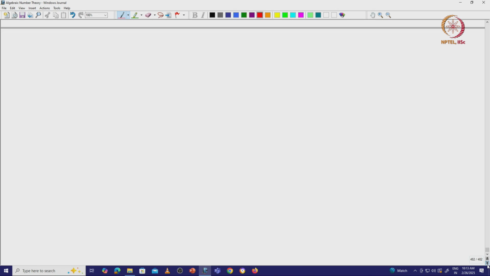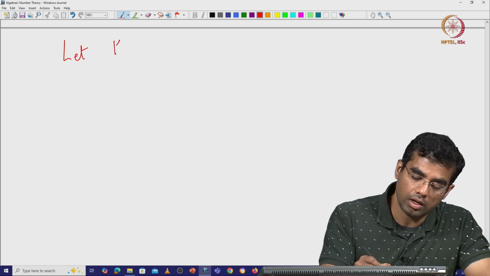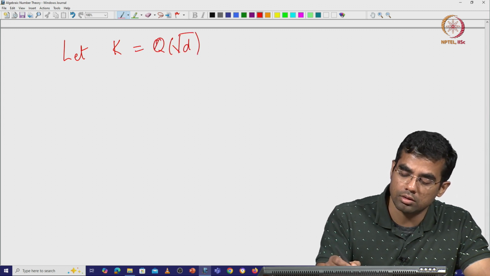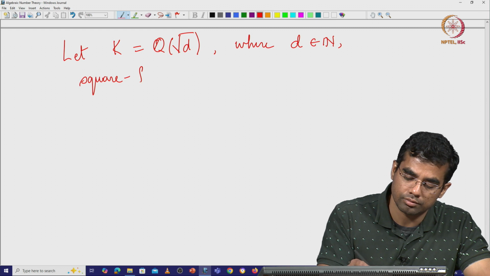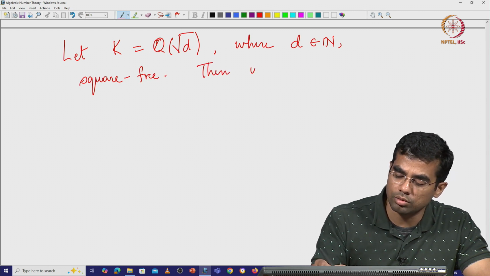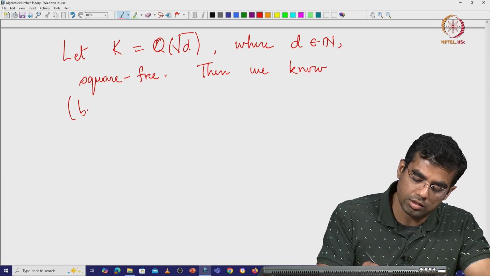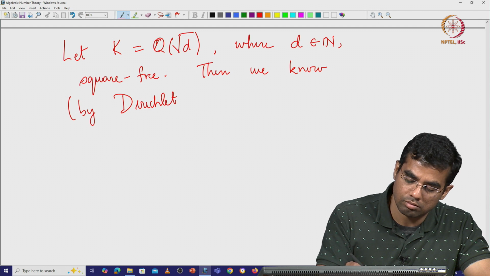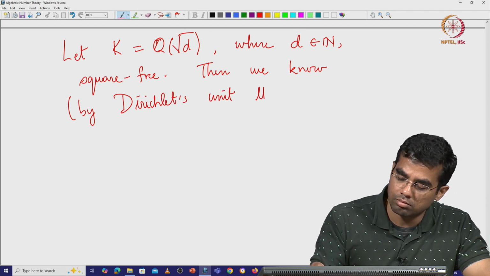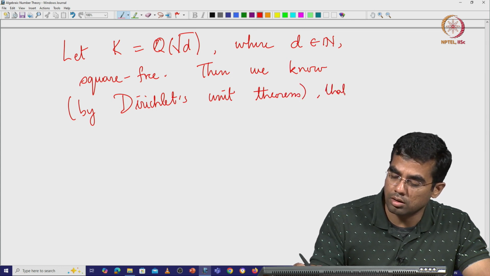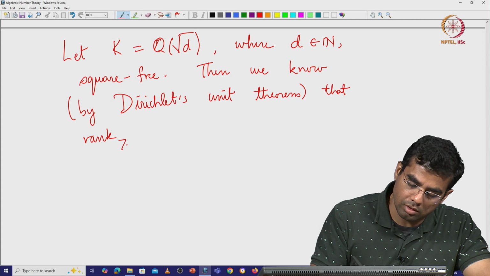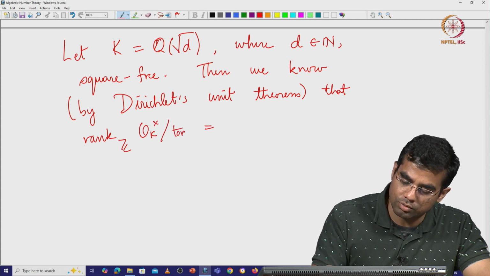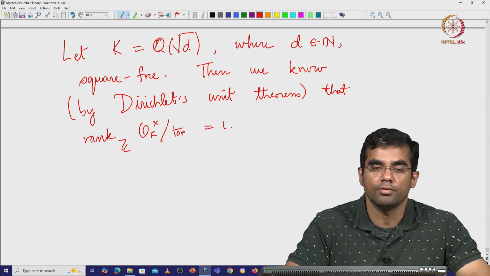We will not study the class group as such in general, but the unit group in real quadratic fields. So, let k equal Q(square root of d), where d is a natural number and it is square free. Okay. Then we know, by Dirichlet's unit theorem, that the Z-rank of O_K cross modulo torsion is 1. So, this is a group of infinite order, O_K cross.